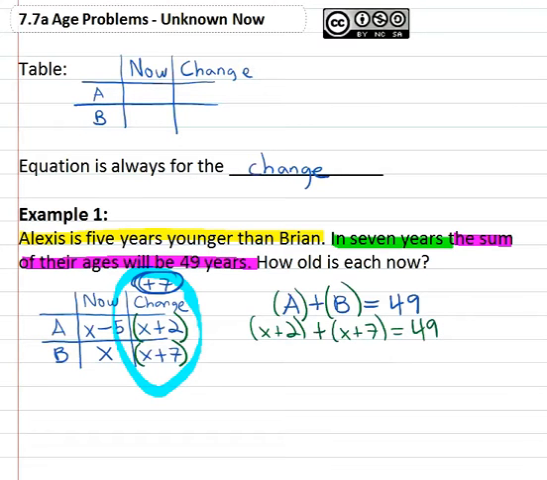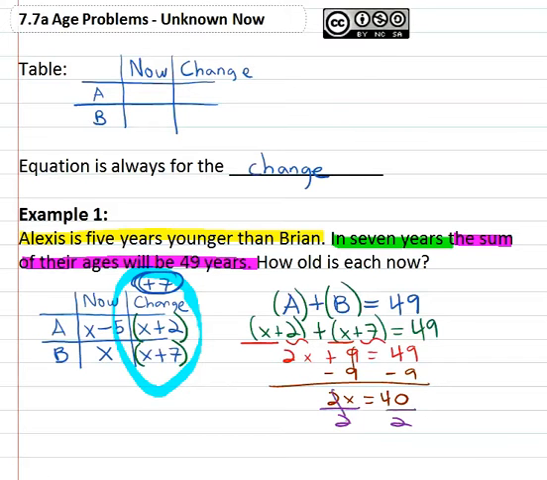And now we have an equation which we can solve to find our variable. No distributing necessary because there's only positives in front of the parentheses. X plus x is 2x. 2 plus 7 is 9. 2x plus 9 equals 49. Solving the two-step equation, we subtract 9. 2x is equal to 40. And then finally, we divide both sides by 2 to find out x is equal to 20.